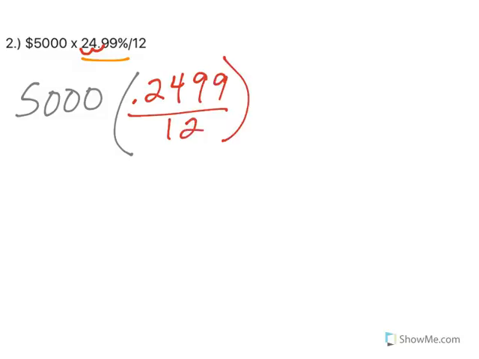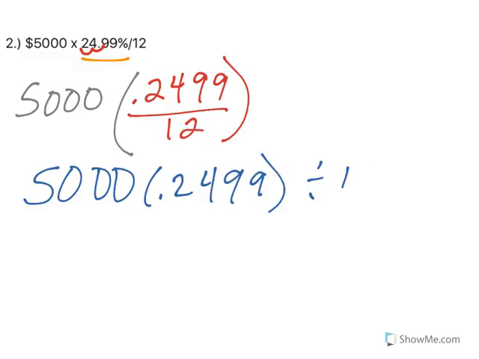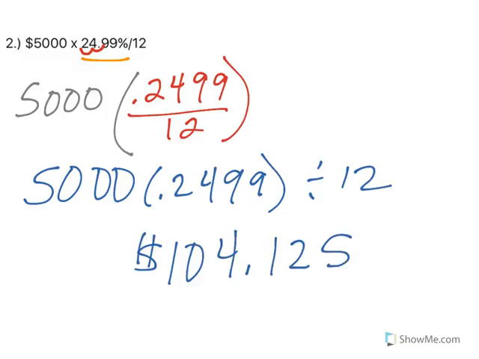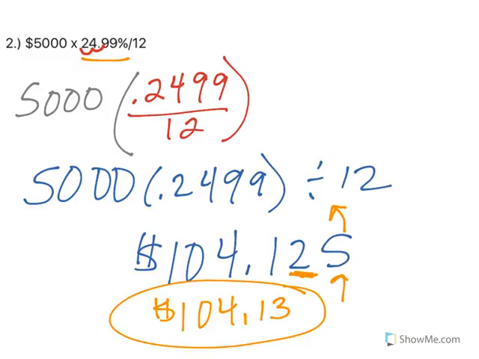Now, multiplication and division, order of operations, we do those left to right. So really, I wrote it differently here, but you could also think of it as 5,000 times 0.2499 divided by 12. You're going to get the same answer doing these things in either order. And when you do, you should get 104.125. And again, nearest cent. So 2 places, 5 rounds up. So I end up with an answer of 104.13, right? 13 cents.